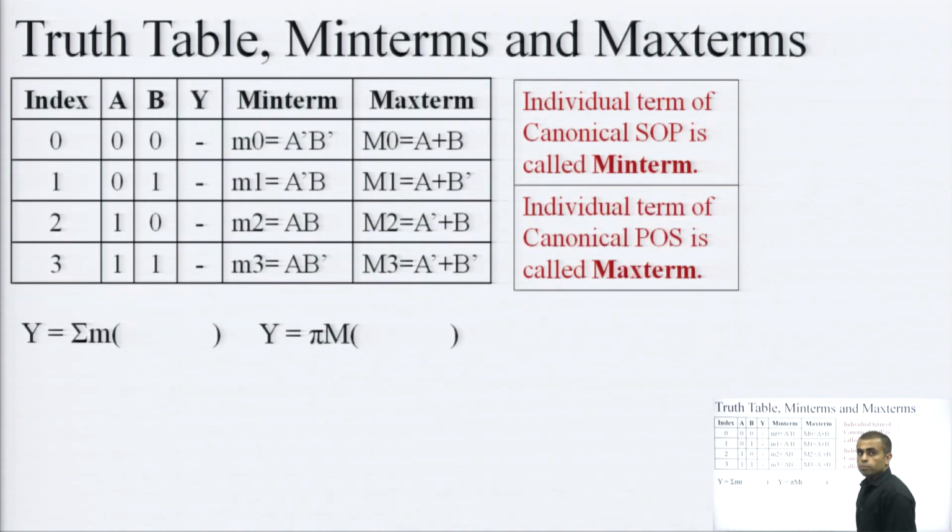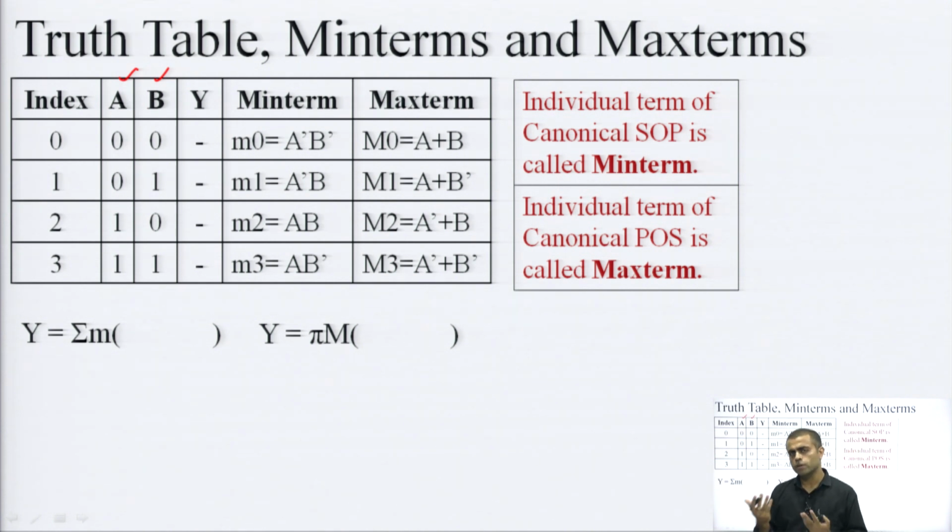Now let us come to the next topic, in which the truth table, min terms, max terms, canonical POS and canonical SOP can all be interrelated with each other. There are 2 input variables, A and B. This y I have left deliberately blank; the output can be 0 or 1 for any case. For the time being I have left it blank.